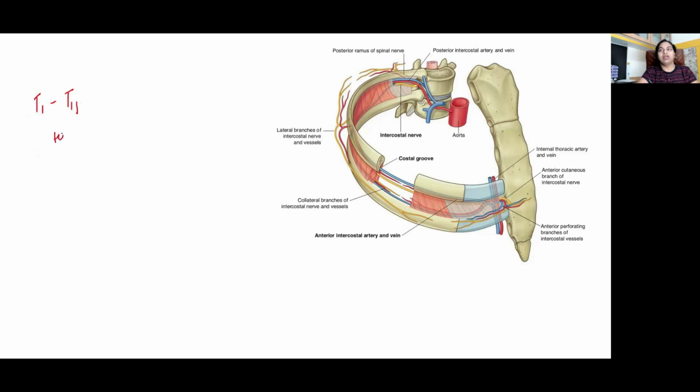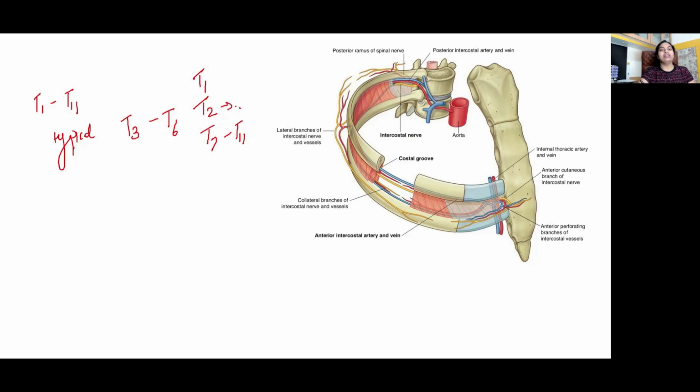The typical intercostal nerves are T3 to T6. Why are they called typical? Because they are confined to the intercostal space in which they supply. And atypical, T1, T2, T7 to T11, right? So T1 is atypical because it's going to contribute to brachial plexus that supplies upper limb.